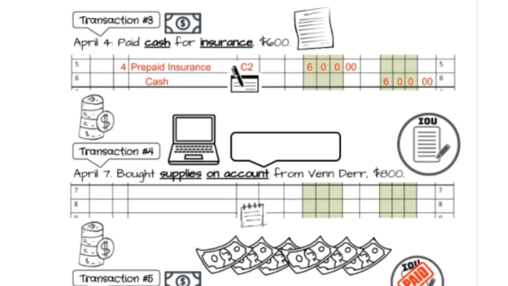For transaction number 4, this is April 7th. We bought supplies on account from vendor for $800. On account means we bought it now and we're going to pay for it later. So cash is not involved here. We did not pay cash. It is the 7th. We've got our date.